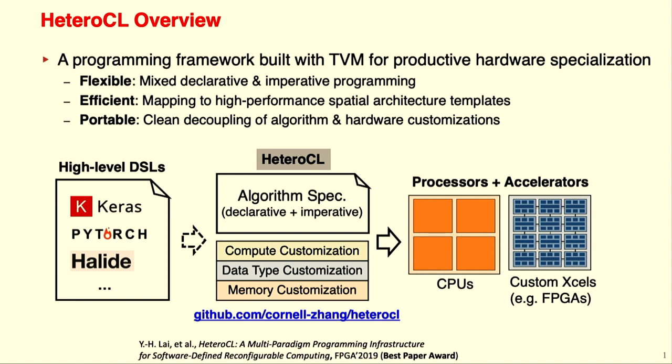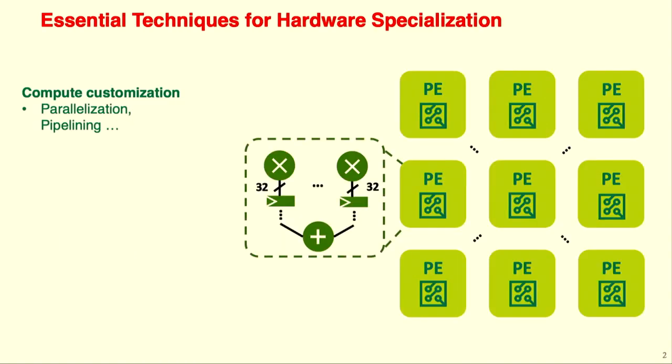For us, we define 3 kinds of hardware customizations: compute, data type, and memory. So what do we mean by that? If you think about hardware acceleration, you want to run many things in parallel, as many as possible.